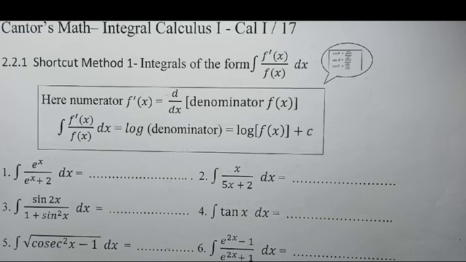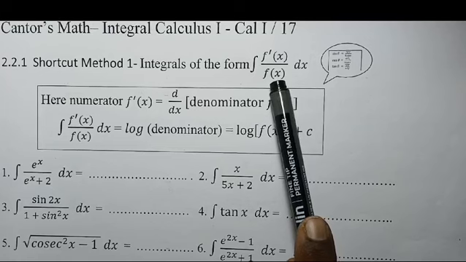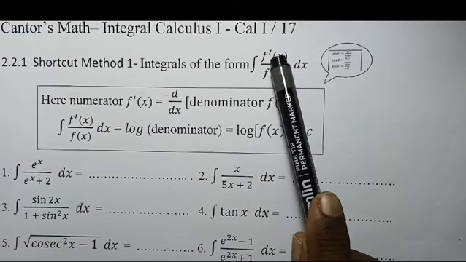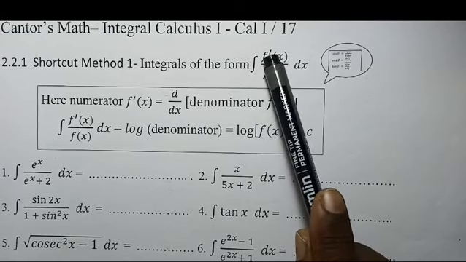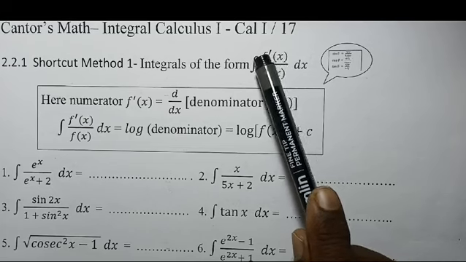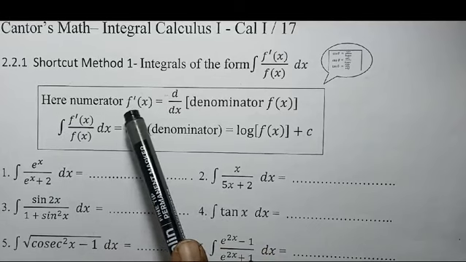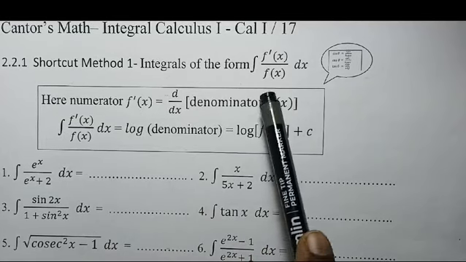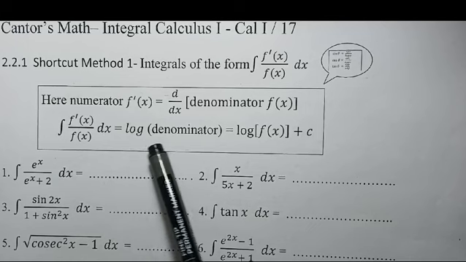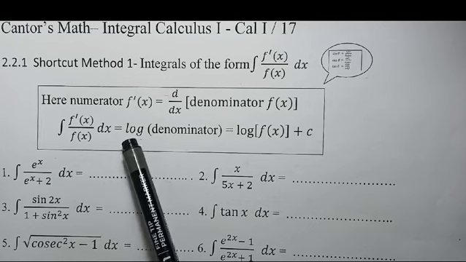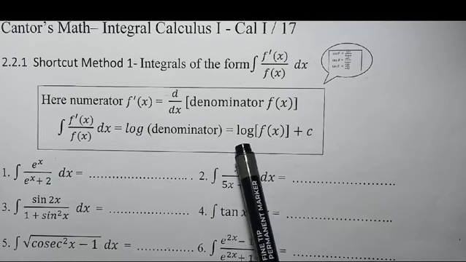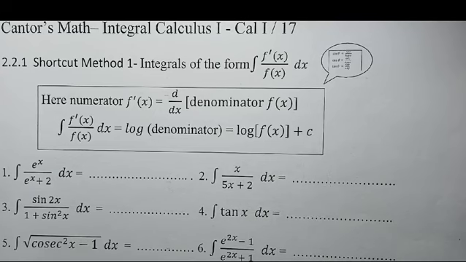Shortcut method 1. Integrals of the form integral f dash of x by f of x dx. Here you look at the denominator, which is f of x. What is the numerator? If we differentiate f of x, we will get f dash of x. That is, if the numerator f dash of x equals d by dx of the denominator f of x, then we can directly write the answer as log of the denominator, that is log of f of x plus c. That's all. Very interesting method, formula.